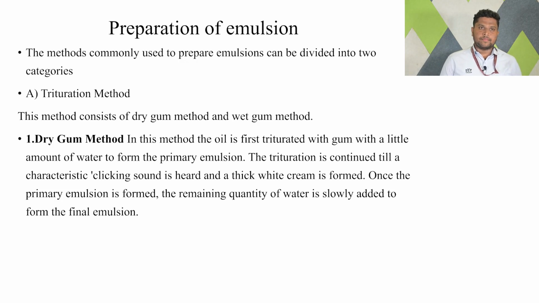What is the difference between them? In the dry gum method, the oil is first triturated with gum and a little amount of water to form a primary emulsion. The trituration is continued till a characteristic clicking sound is heard, like the sound of a mouse click, and a thick white cream is formed. Once the primary emulsion is formed, the remaining quantity of water is slowly added to form the final emulsion. Whenever the oil and the gum are mixed well, then you can add the remaining water and form the final formulation.